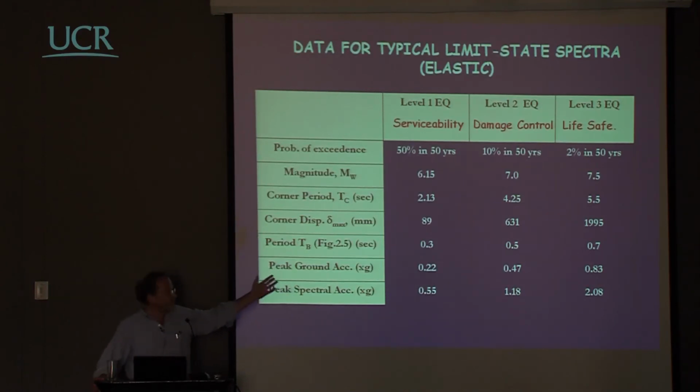But anyway, you can have something of this sort, and you end up defining your peak ground acceleration level and your peak spectral acceleration level, but also to define your corner displacement. Look at the tree value of the corner displacement there. You have 90 millimeters, 600 millimeters, 2 meters. But if you look at the peak ground acceleration, or even at the peak spectral acceleration level, you have a factor of, say, 2 and another factor of, say, 2. So what I'm trying to say is that increasing the level of earthquake, you are increasing much more significantly the displacement demand than the acceleration demand.